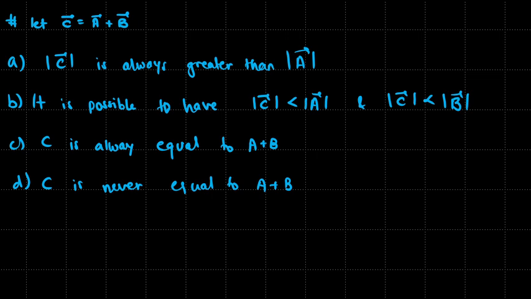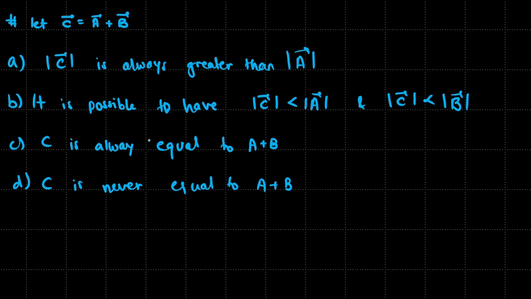To understand, c is always greater than a, that's not the case, since b can subtract the magnitude of a if they are in opposite directions, so this is not the answer. And over here this is the correct answer. It is possible that c is less than a, and it is also possible that c is less than b, so that's possible.